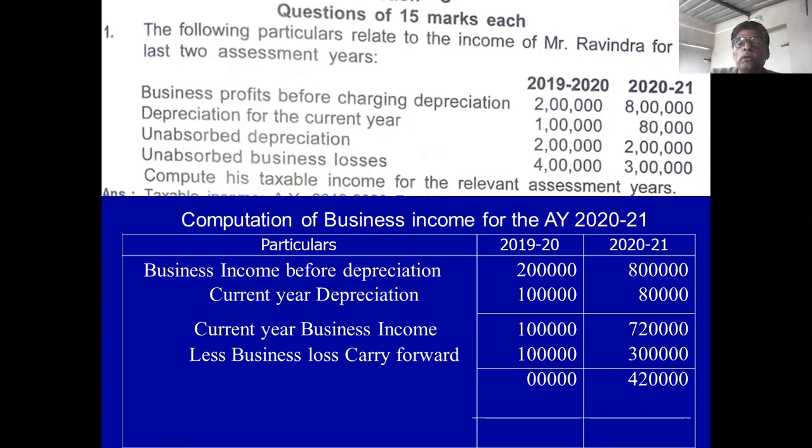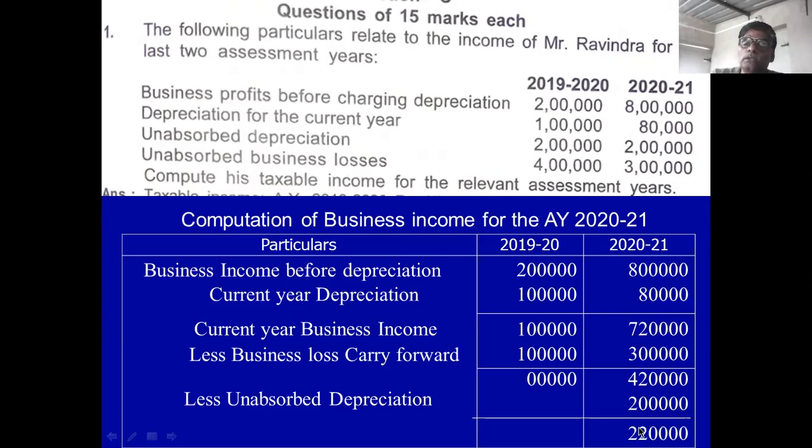In this balance 4,20,000, you deduct 2 lakh unabsorbed depreciation. You deduct unabsorbed depreciation 2 lakh. Then balance is 2,20,000, the taxable income for the assessment year 2021. And this is the taxable business income. Okay, in this way you have to calculate.